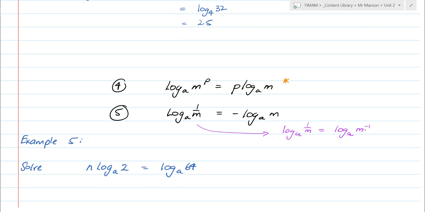Okay, so that's all of them. That's the log laws, by the way. They're listed in your textbook, they're on the OneNote, and you're going to get a chance to practice using them today. I'm going to do some more examples though.